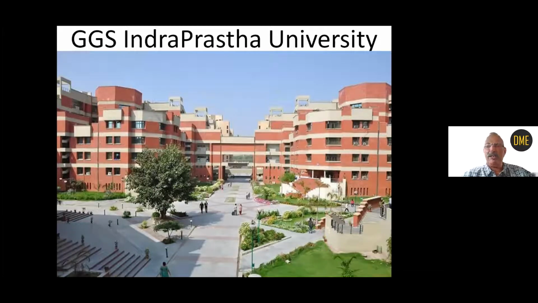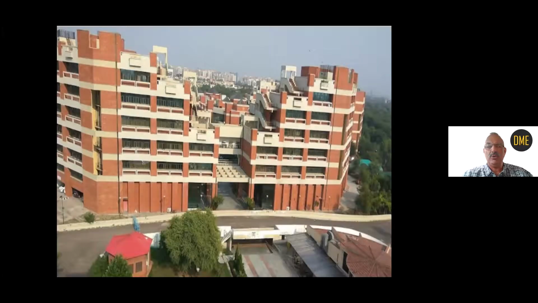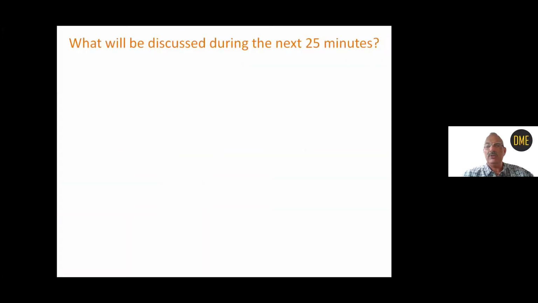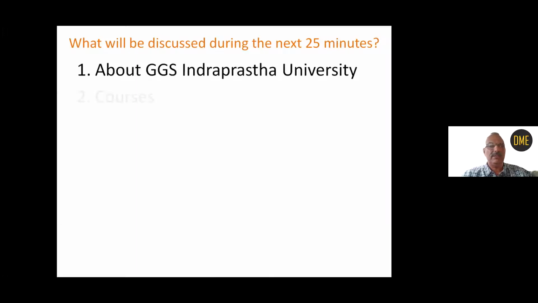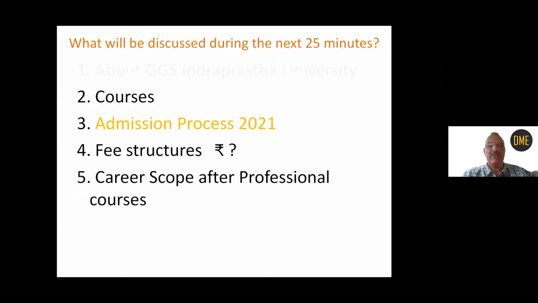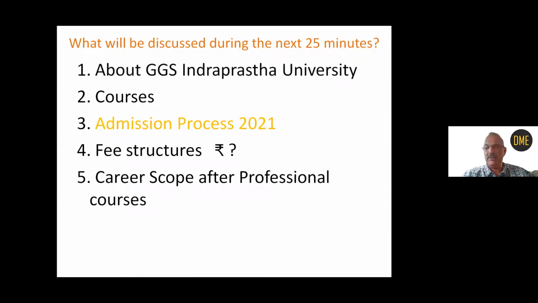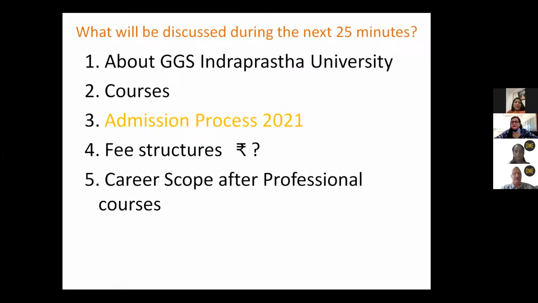So there will be 5 parts of today's presentation. This is the university located in Dwarka. You know it very well. Now, what we are going to discuss today. It's not a long presentation, only 25 minutes. These are the 5 things which we are going to discuss with you. First we'll tell you what the university is all about, then the courses in which you are interested, the admission process, obviously that is the primary information, then the fee structures and the career scope after these professional courses. So let us start with the first part of the presentation.